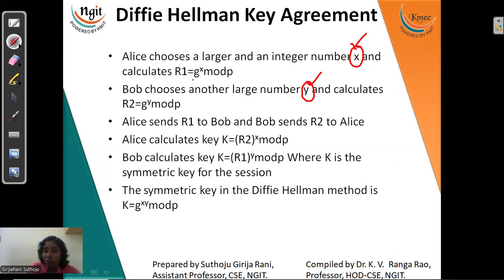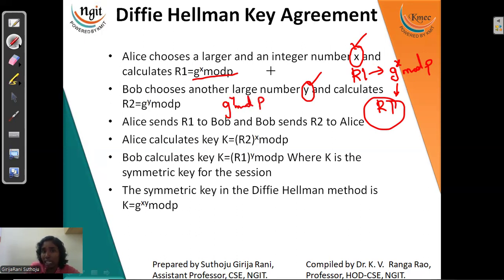Now we are going to apply one formula: the chosen number g to the power of your value x mod p. So p is any prime number and g is any global value, right? After this step, you will get the R1 value. Similarly, at Bob's side, we perform the same thing, g to the power of y mod p. Now, p and g are two global values which should be available to both sender and receiver.